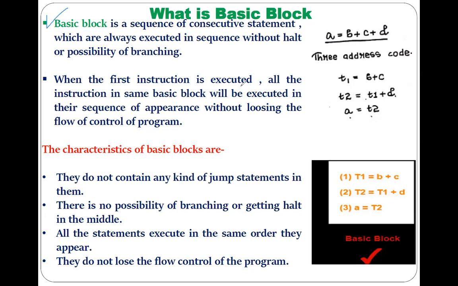A particular sequence of consecutive statements can form a basic block only when there is no halt or jumping instruction in between them. When a sequence of consecutive statements gets executed sequentially, then that particular block of statements we consider as forming a basic block. Okay, for example, here is the example: A is equal to B plus C plus D. For that, three address code can be generated like this. Now we can see that after the first instruction, the next instruction will be executed, then the third instruction. So these instructions will be executed sequentially without any halt, branching or jumping.